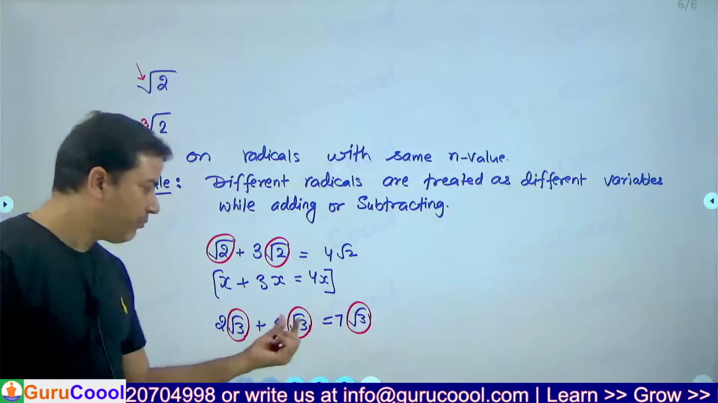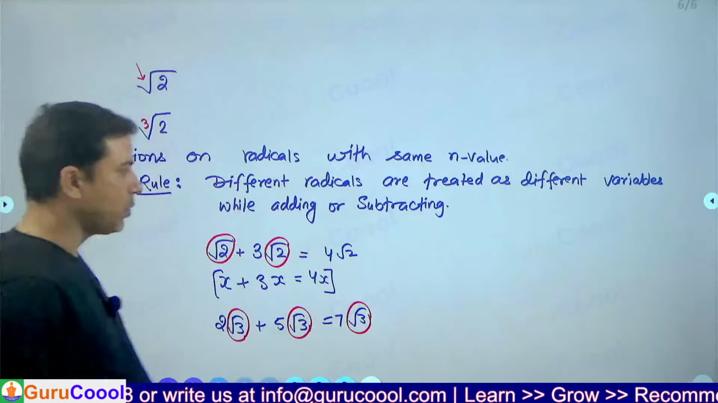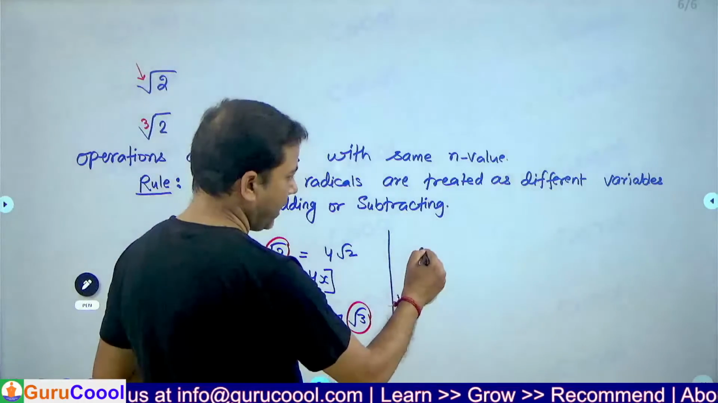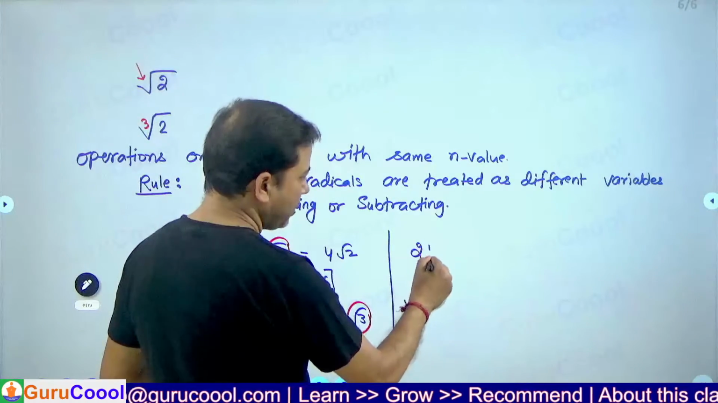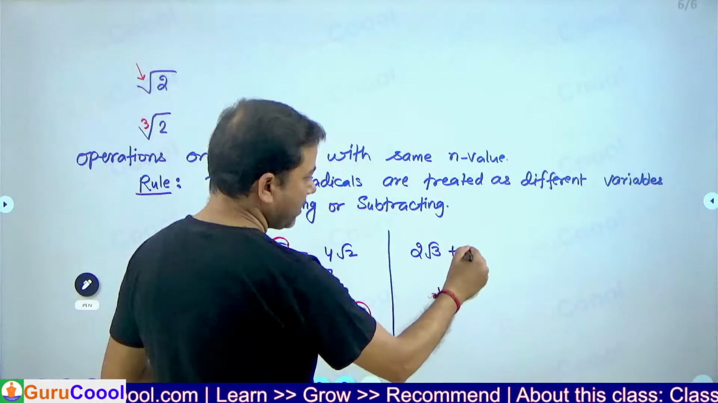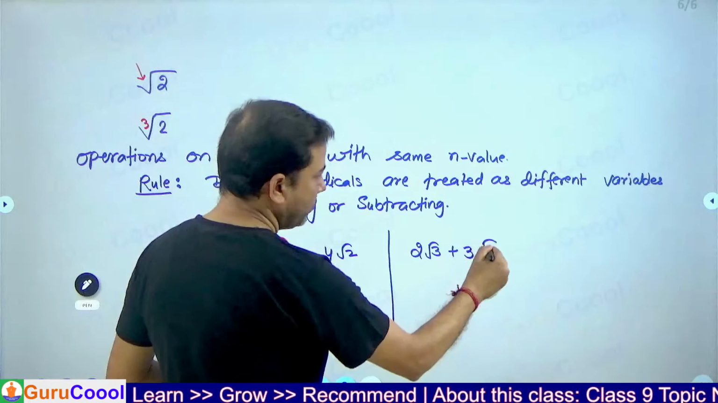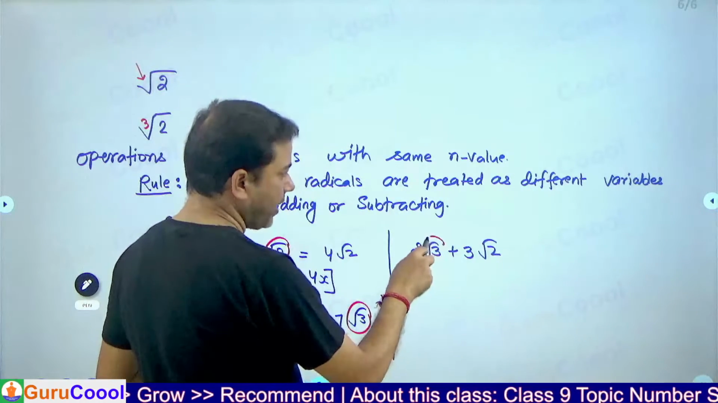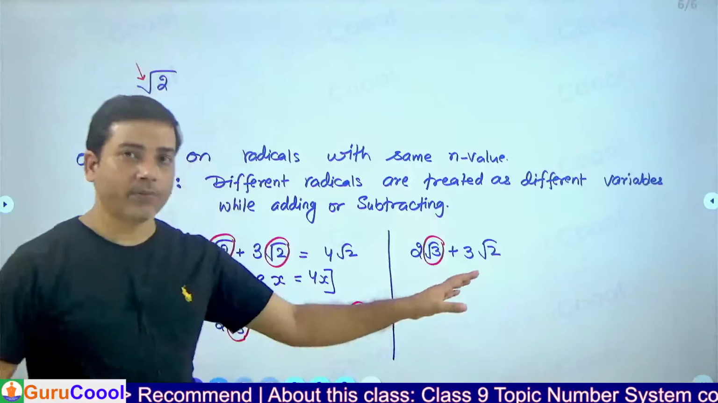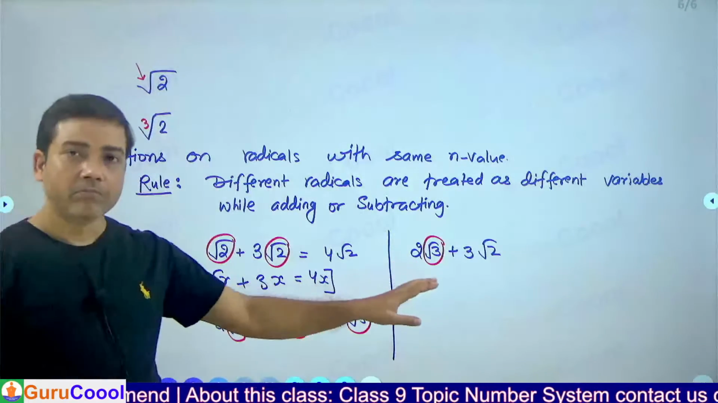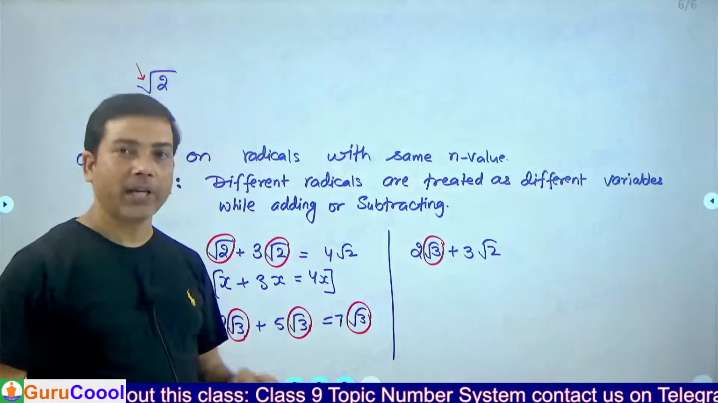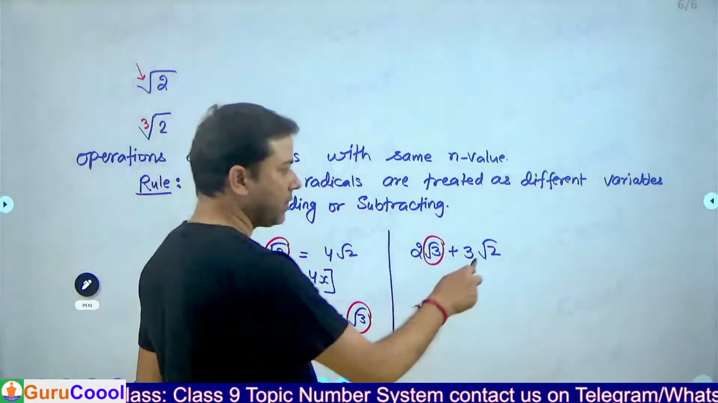But if we have different radicals, we can't operate. Like 2 root 3 plus 3 root 2. Now they are different radicals. The n value is of course the same, but the number inside the root sign is different. So they are treated as different radicals.